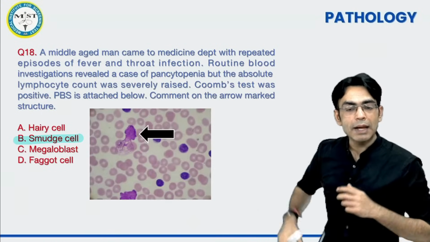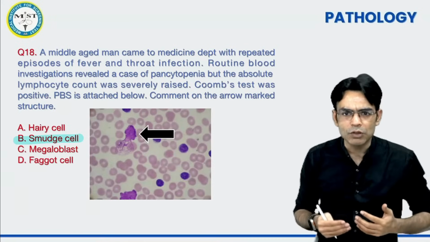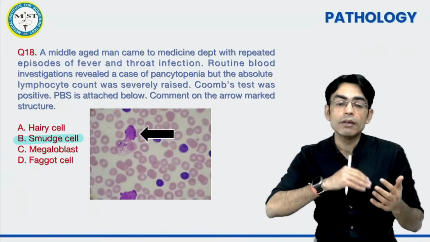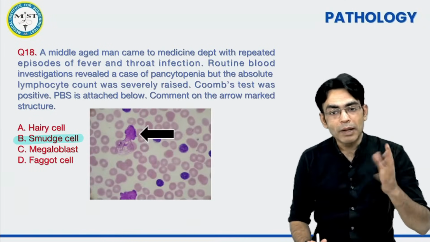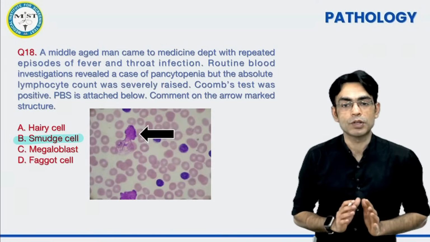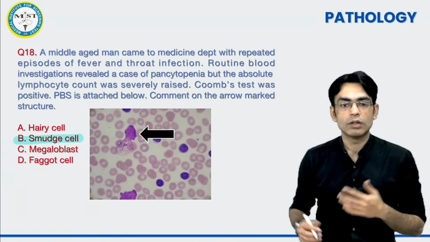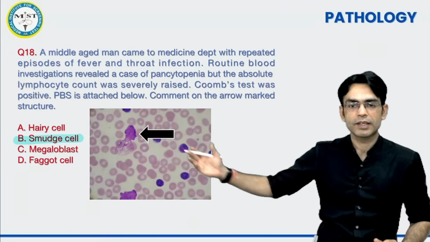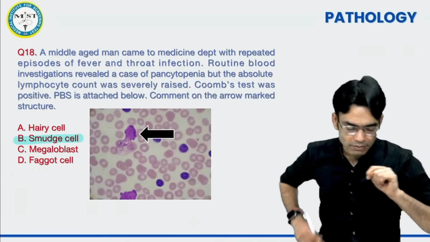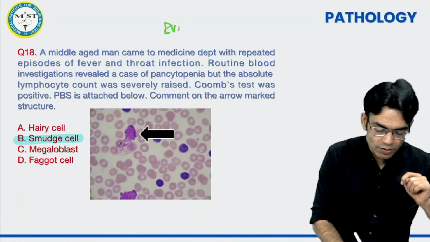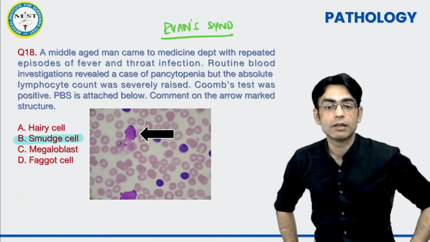Okay. Middle-aged man came to medicine OPD with repeated episodes of fever and throat infection. Routine blood investigation revealed a case of pancytopenia, but the absolute lymphocyte count is severely increased. So okay, lymphocytes are being made, everything else is finished. Coombs test was also positive. So antibodies are being formed. PBS is attached below. Comment on the arrow mark structure. In CLL you have pancytopenia, and pancytopenia with CLL is called Evans syndrome. Do you remember? Evans syndrome. Pancytopenia in chronic lymphoid leukemia.